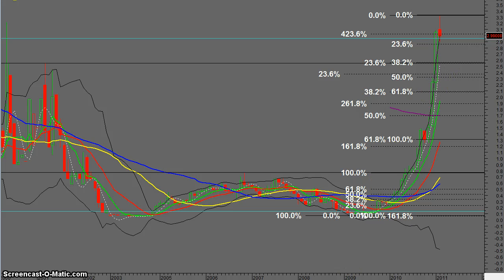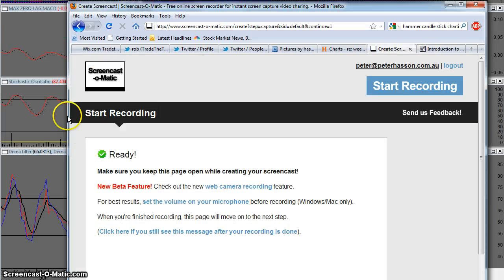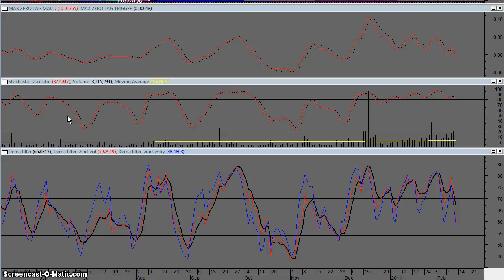Anyway, that's about me done. The only other thing I was going to quickly show you was the difference between a hammer and a hanged man. That's a hanged man, that's a hammer. Okay, thank you. Just to add a little bit more, because I'm right out of time, here are the daily indicators. You can see that they're all coming off as well.